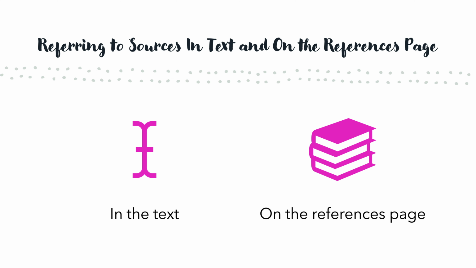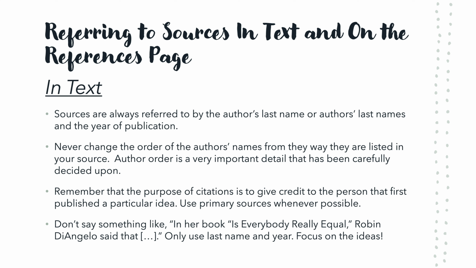All right. The last part is referring to sources in text and on the references page. So in text, when you are referring to a primary or secondary source, you always refer to that source by the author's last name or the author's last names and the year of publication. So never change the order of the author's names from the way they are listed in the source. Author order is a very important detail that has been carefully decided upon. You can't change that. Remember that the purpose of citations is to give credit to the person that first published a particular idea, so use primary sources whenever possible.